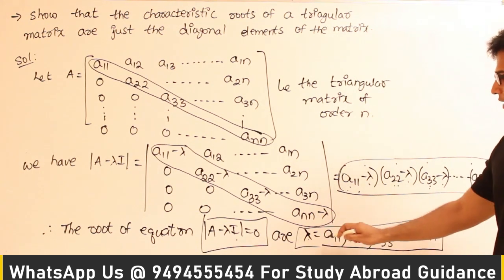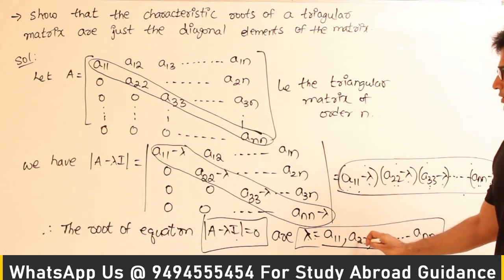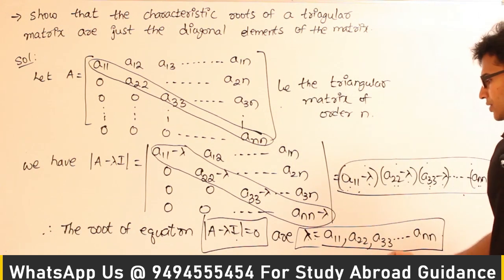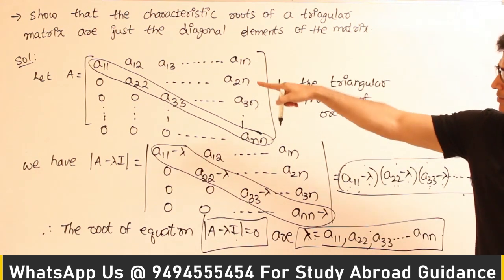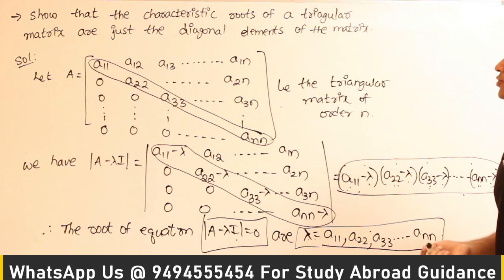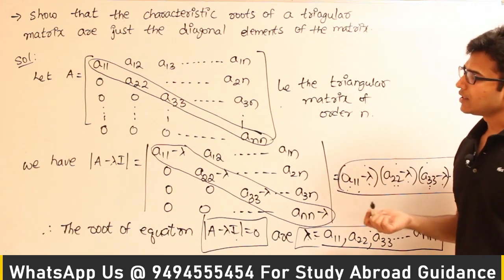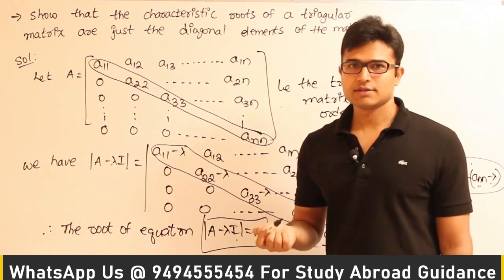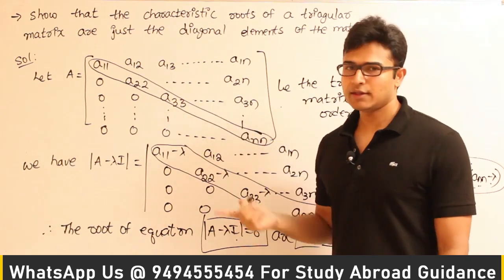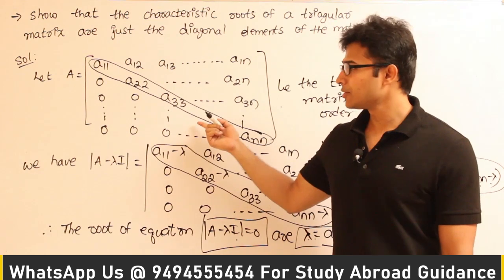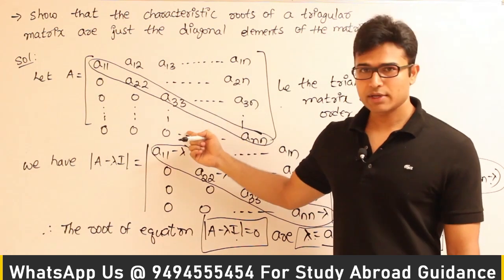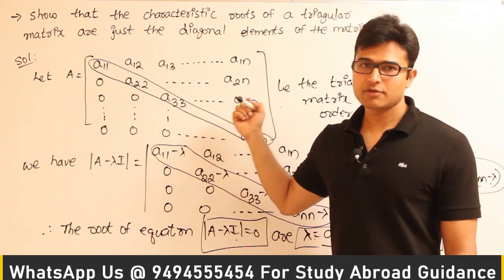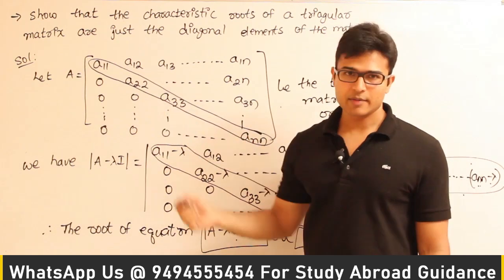ann, which means these are all the eigenvalues for this particular matrix, which happen to be the principal diagonal elements. Therefore that is the proof. So what is it? The eigenvalues of any triangular matrix are nothing but the principal diagonal elements. This is applicable even for a lower triangular matrix, an upper triangular matrix, or a diagonal matrix.